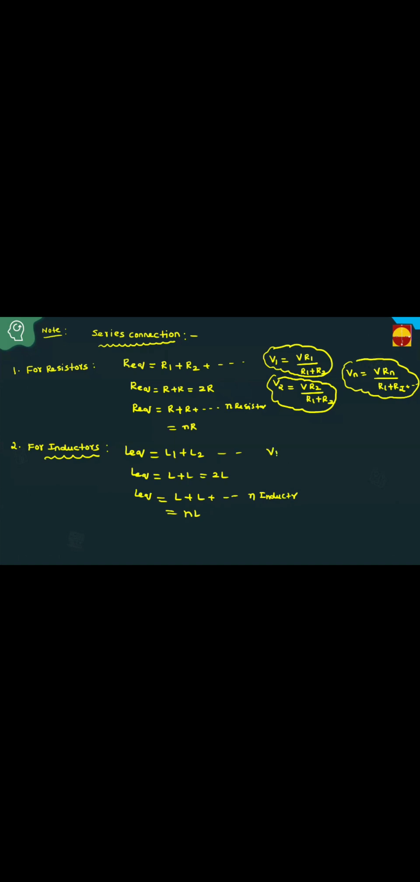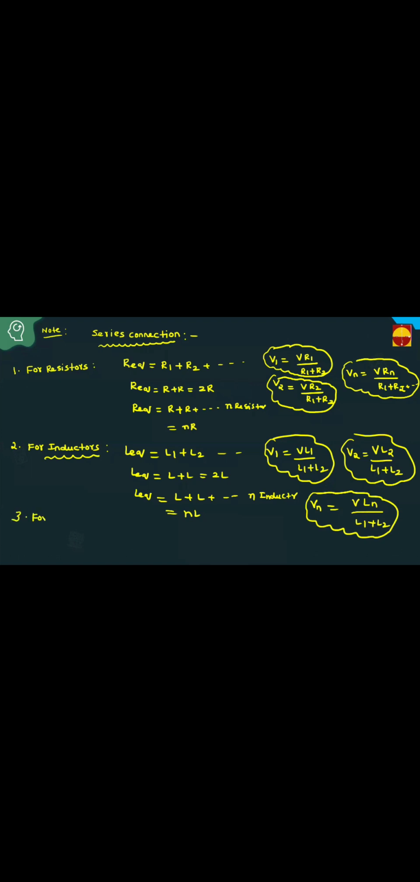That is voltage division. V1 equals V into L1 by L1 plus L2. V2 equals V into L2 by L1 plus L2. Vn equals V into Ln by L. This is for series connection.